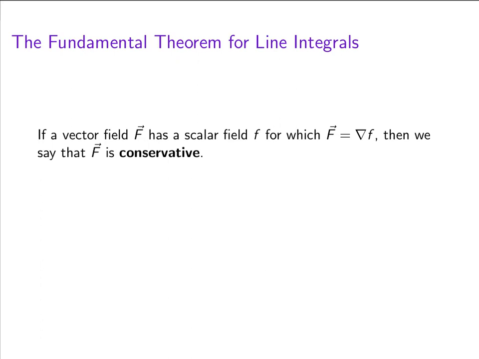So the first bit of terminology we want is the notion of what it means for a field to be conservative. And we're going to say that a vector field is conservative if there is a scalar field little f for which big F is equal to the gradient of little f. That little f is going to be called a potential function for big F.